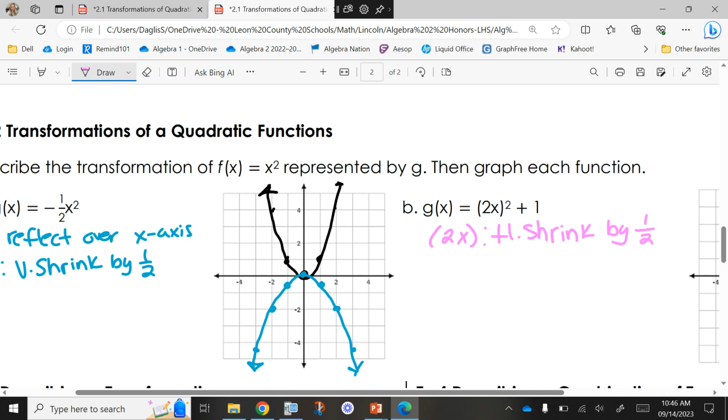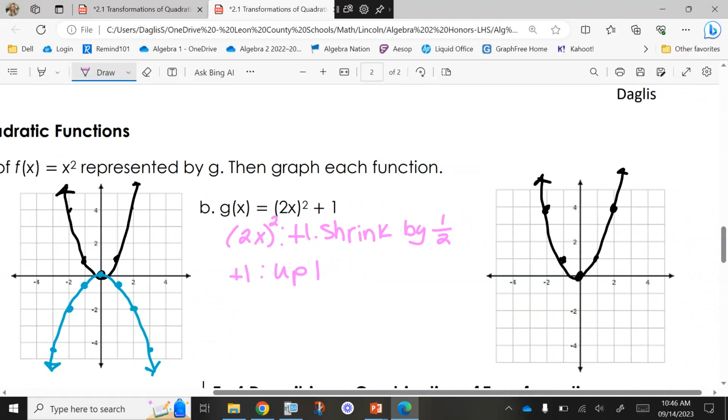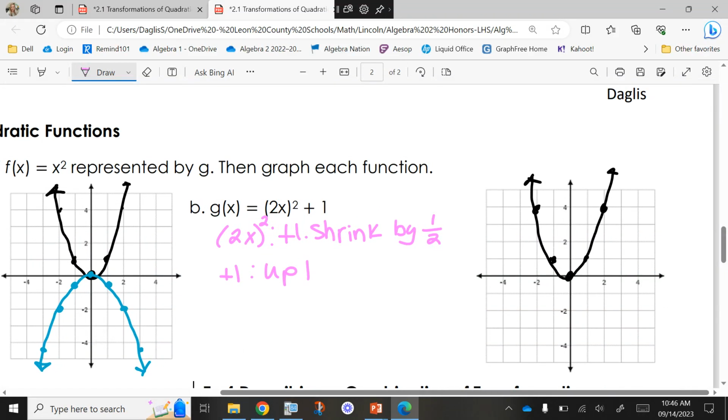Good. And then what's that plus 1 doing on the end? It's moving up 1. So a horizontal shrink, visually, it's going to squish it from the sides. So I can visualize my U shape getting smaller together. And the whole thing's going to be lifted up 1. All right, go to your y equals. You want to keep x squared, right? Keep that, but change your other function to (2x) squared plus 1.